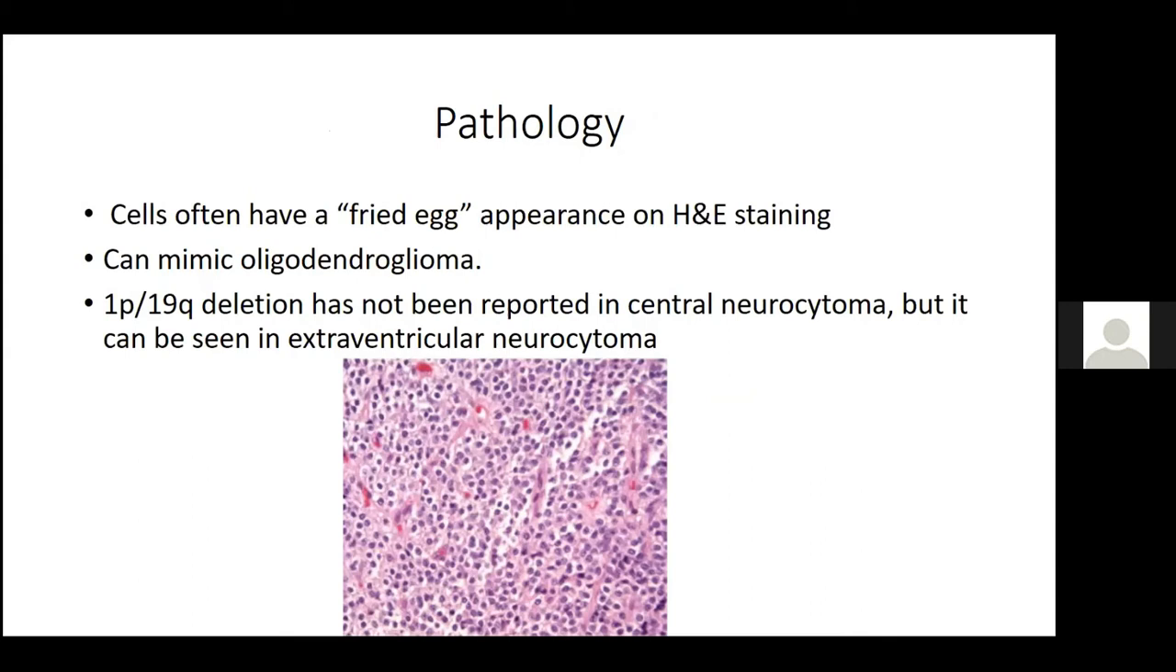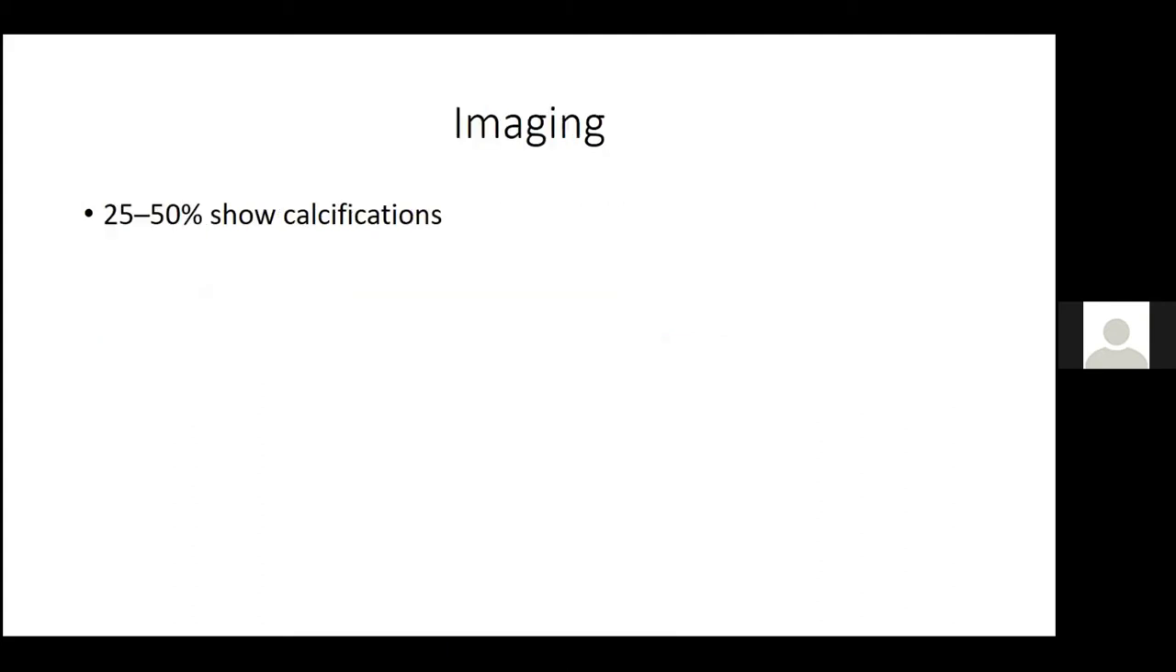So I kind of imagine that the shell of the egg is the calcified thing that you're seeing on the CAT scan. That's how I remember it. And they have not seen 1p19q deletions in central neurocytomas, although you can see them in extraventricular neurocytomas. They have calcifications.